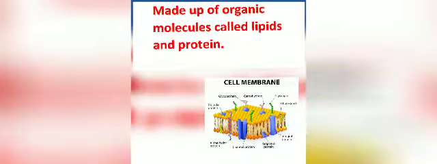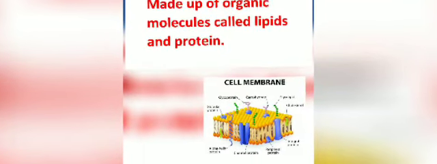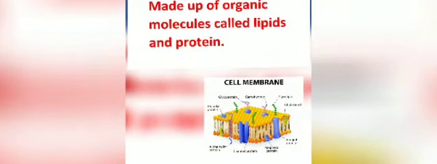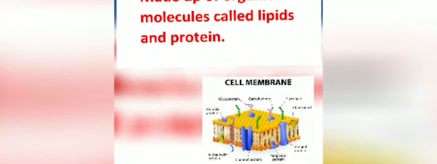So, what is plasma membrane made up of? Actually, it is made up of organic molecules called lipid and protein. What? Lipids and protein. And you can see the picture of the cell membrane here. Actually, we can observe the structure of the plasma membrane only under an electron microscope. Right?